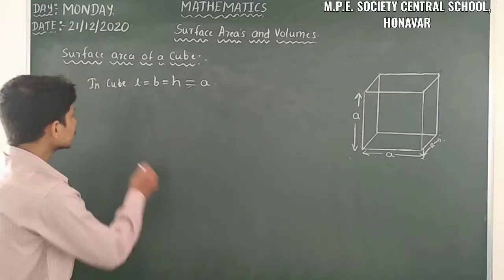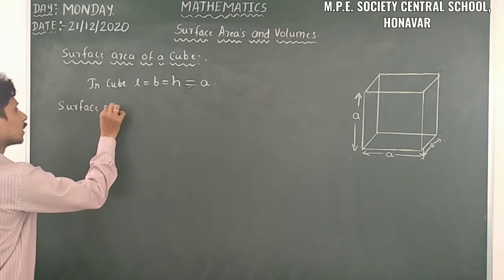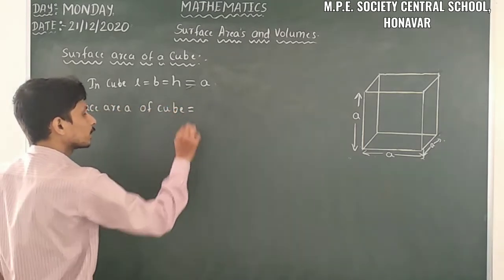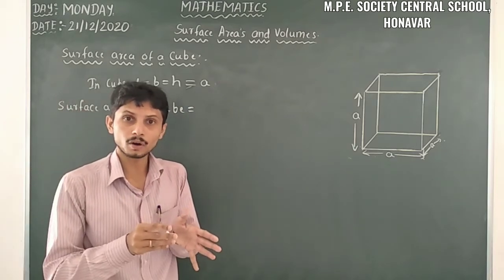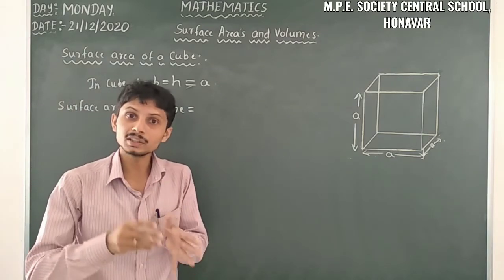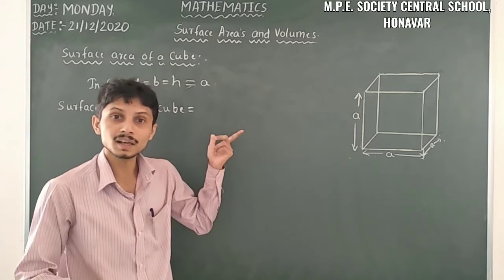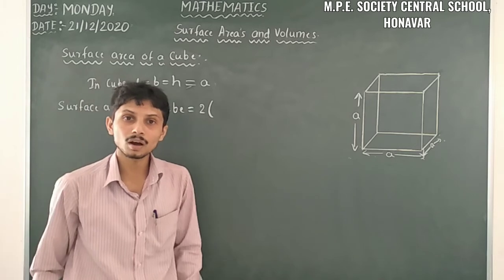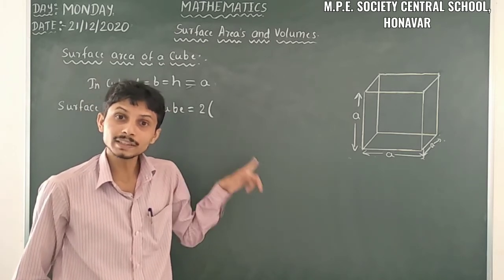So let us take the surface area of a cube. We already know the surface area of a cuboid. In a cuboid, when L is equal to B is equal to H is equal to A, only then can we consider it as a cube. That's why we can take the same formula of the cuboid and change it.